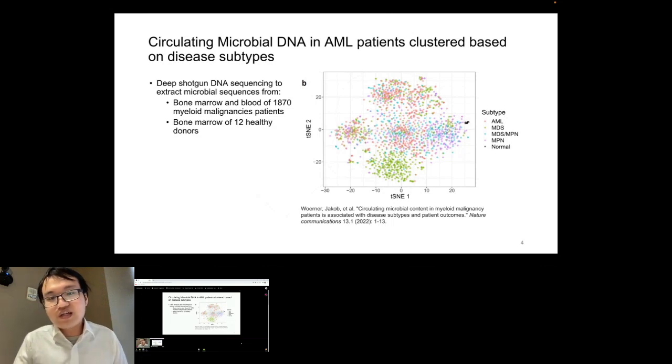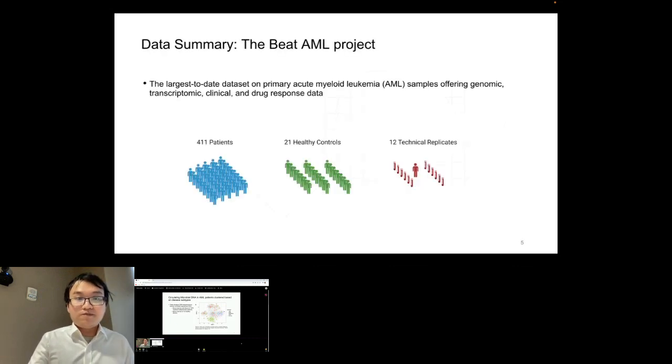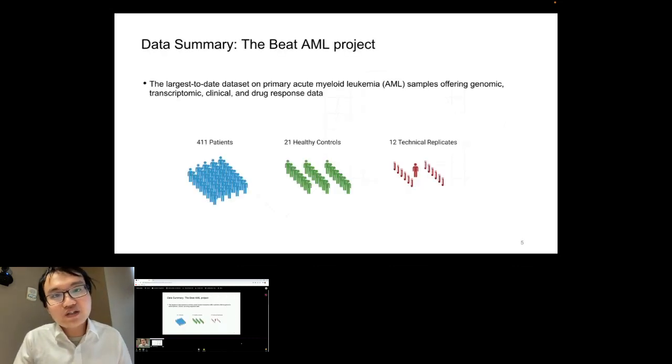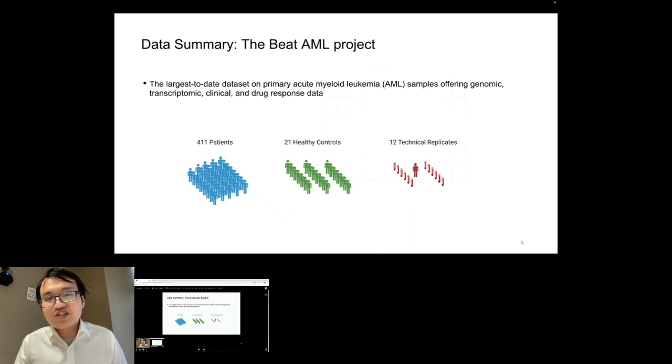Intrigued by this, we are curious whether the circulating microbiome contents carry any functional activities within the tumors, and thus we decided to investigate the RNA contents in AML patients. We thus turn our focus to the BEAT AML project, which is a large collaborative effort led by Oregon Health and Science University, and it offered the largest to date data set on primary AML samples, which include genomics, transcriptomics, clinical and drug response data.